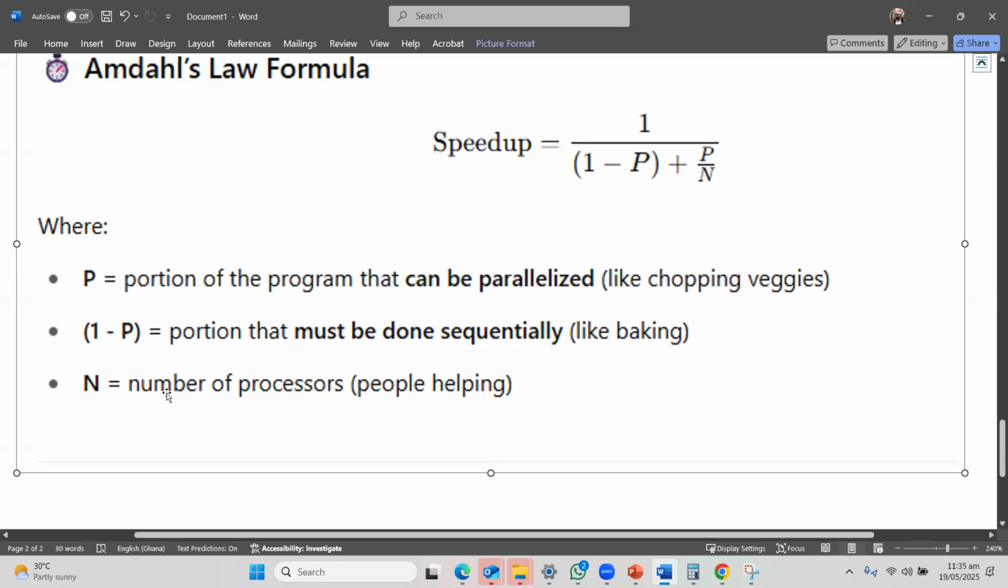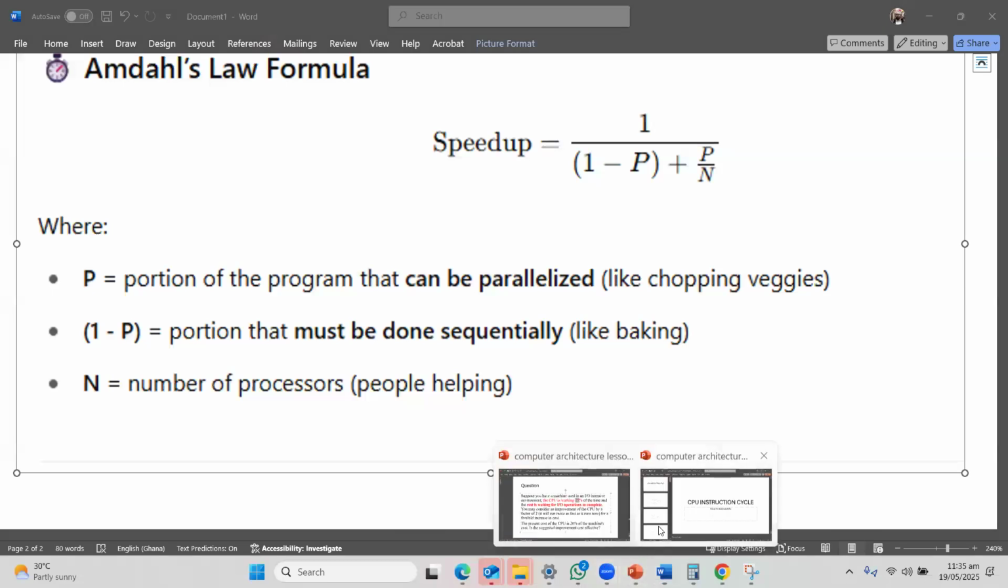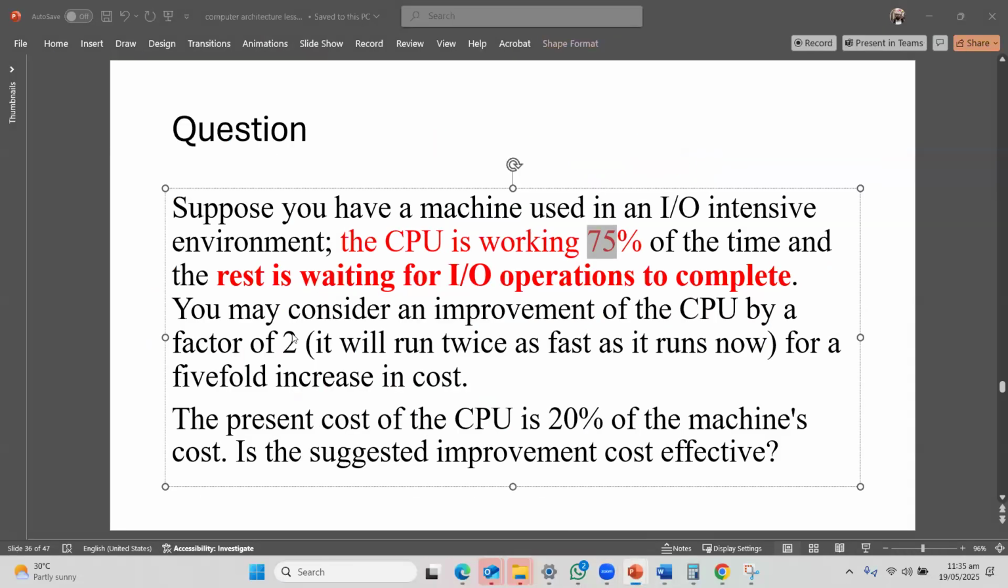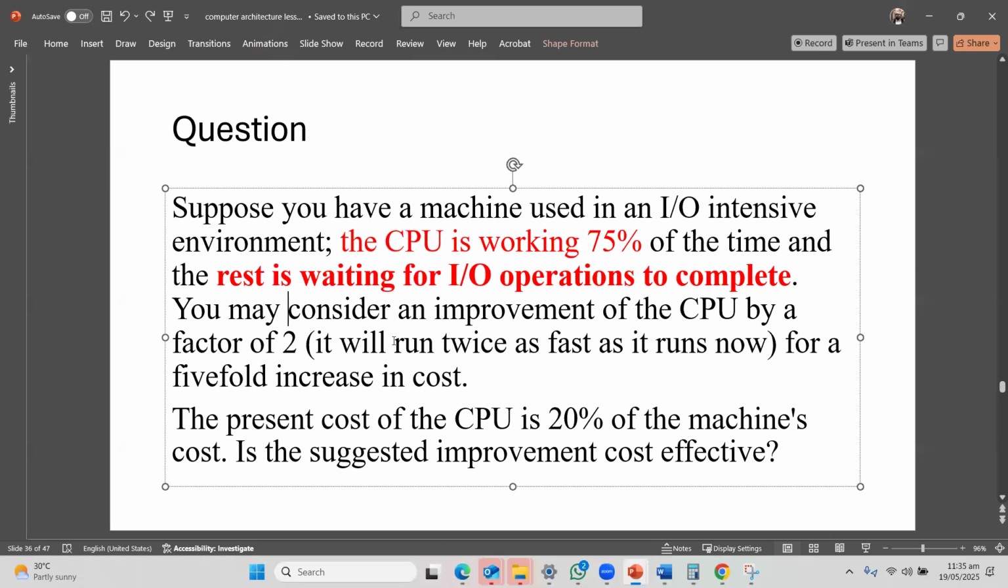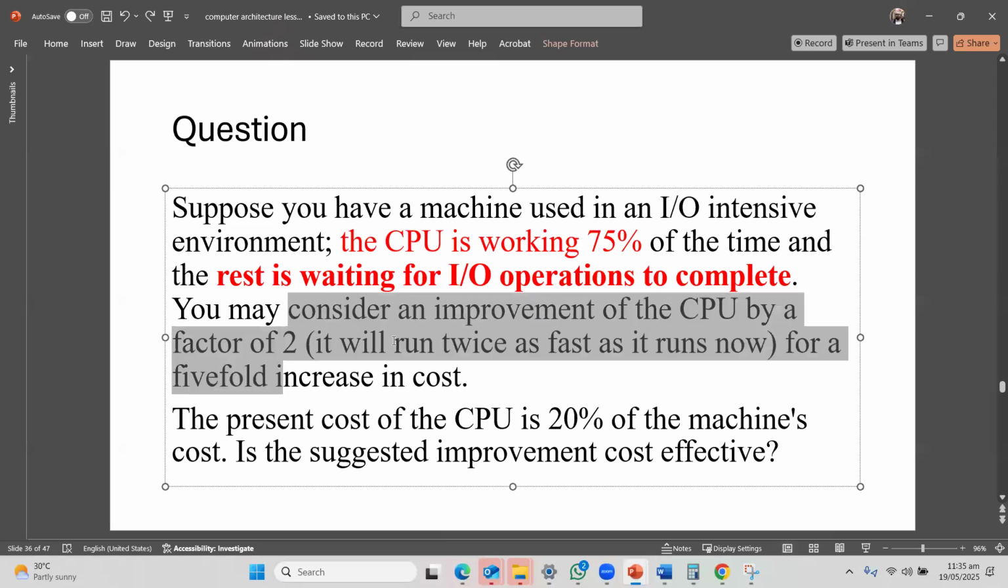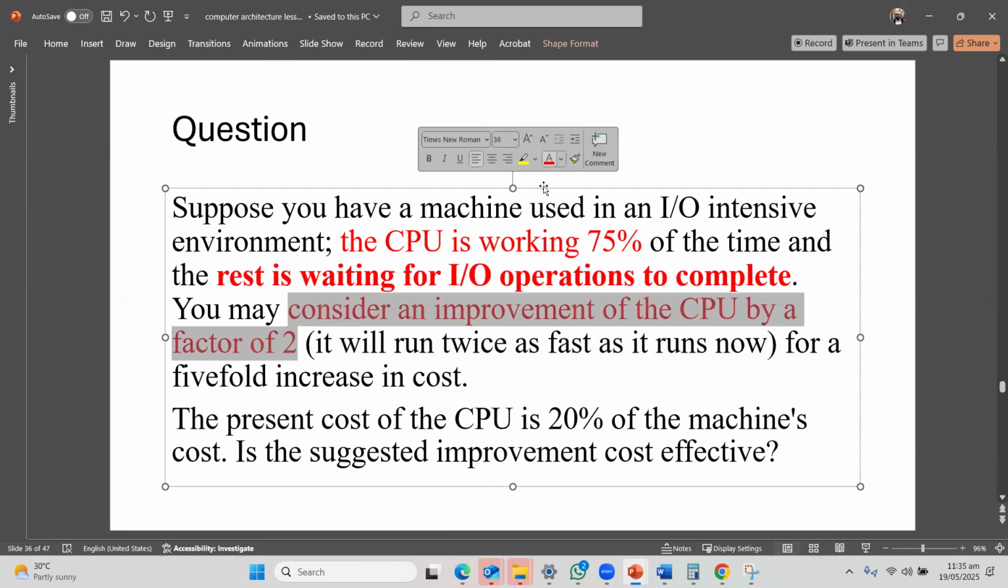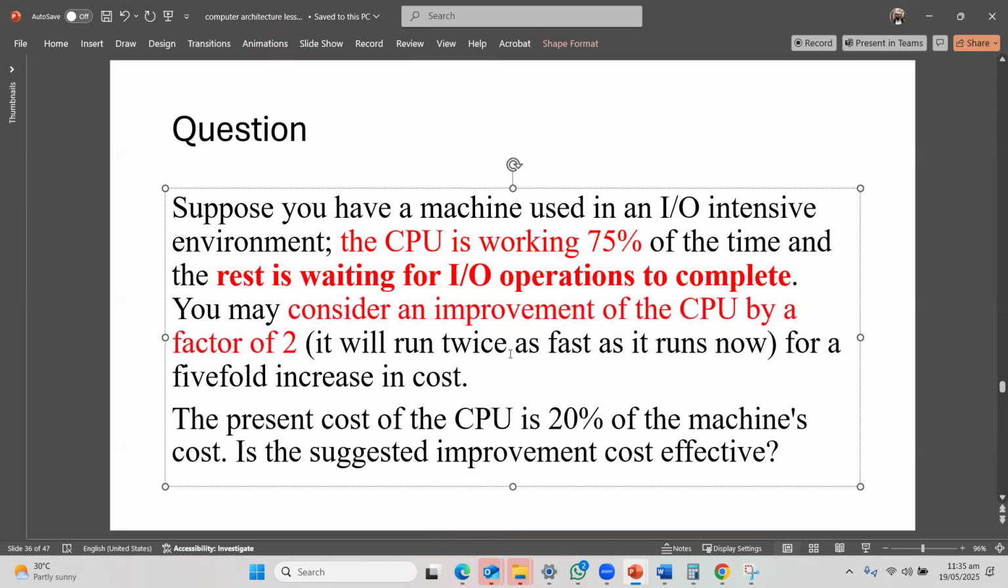Then the N is the number or the factor of improvement. If I come to the question over here, they are saying that you may consider an improvement of the CPU by a factor of 2. That means that my CPU will run at a factor of 2. In English, we would say it will run twice as fast.